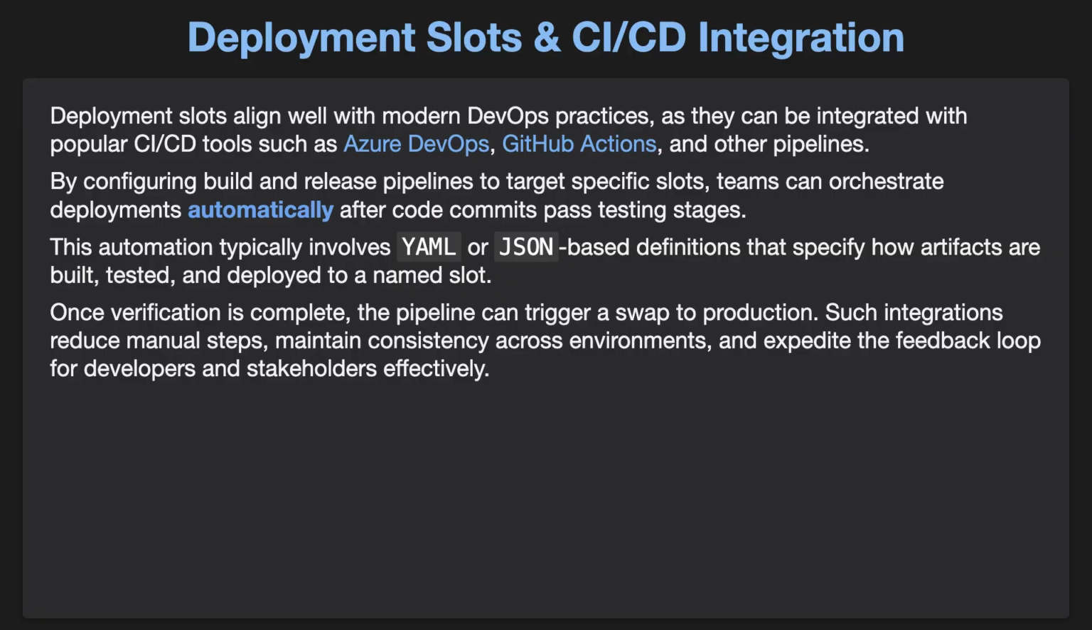This automation typically involves YAML or JSON-based definitions that specify how artifacts are built, tested, and deployed to a named slot. Once verification is complete, the pipeline can trigger a swap to production. Such integrations reduce manual steps, maintain consistency across environments, and expedite the feedback loop for developers and stakeholders effectively.